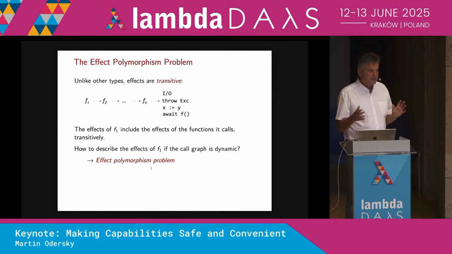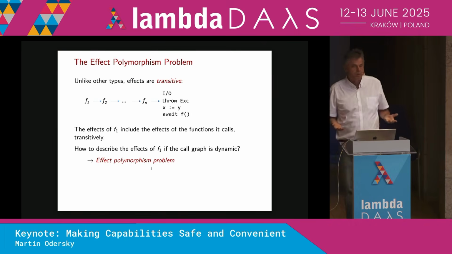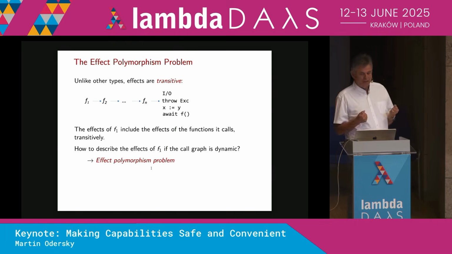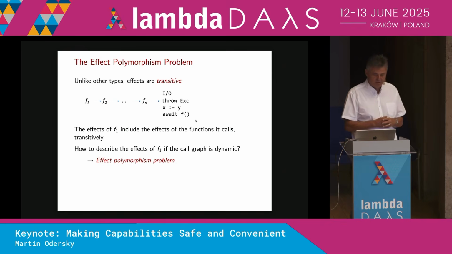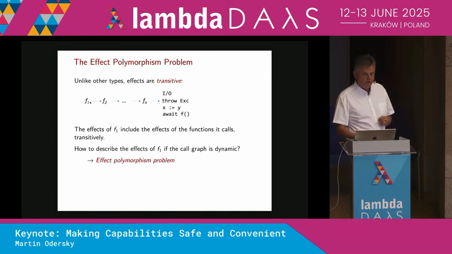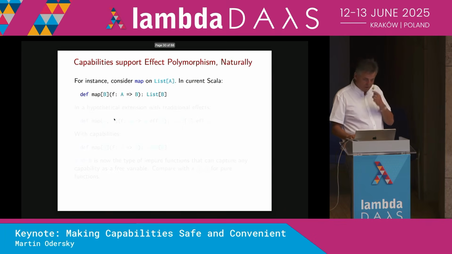The effects have this fundamental problem, which is effect polymorphism. Unlike other types, effects are transitive. So if I have a long calling chain from F1 to Fn, and Fn does some effects like I/O, throwing exceptions, assignments, await, or things like that, then the effects of F1 include all these effects down the calling chain. So they accumulate along the calling chain. And now if the call graph is dynamic, which happens when I have a higher order function, how do I describe the effects of F1? That's the problem of effect polymorphism.